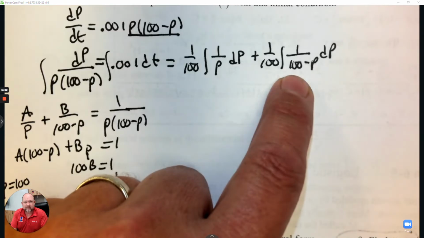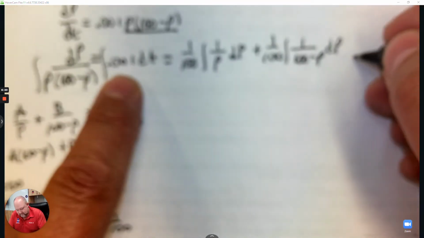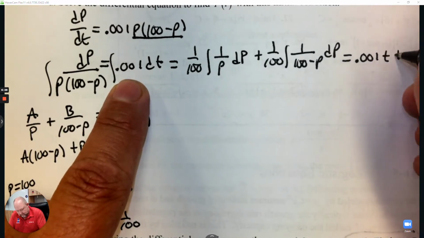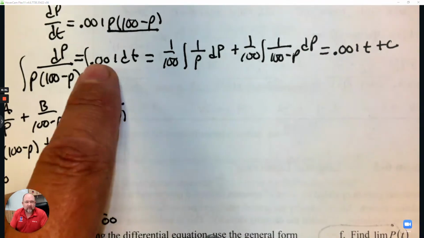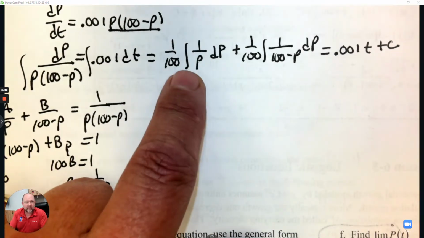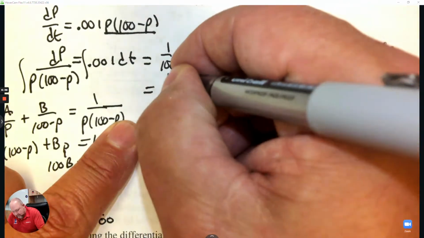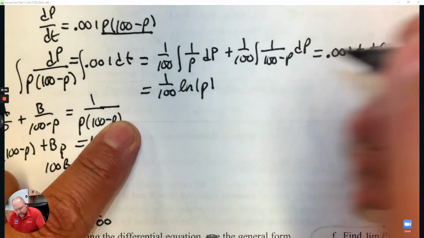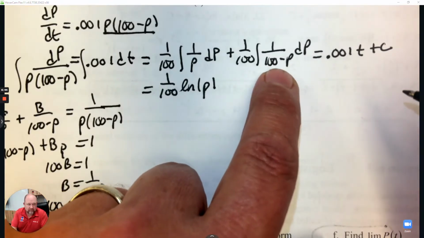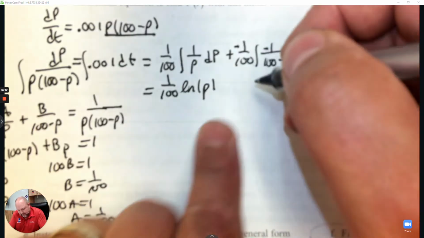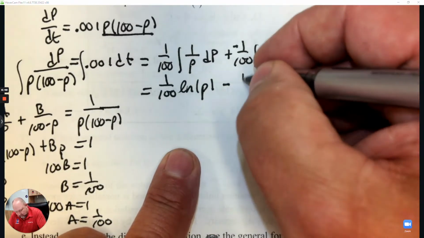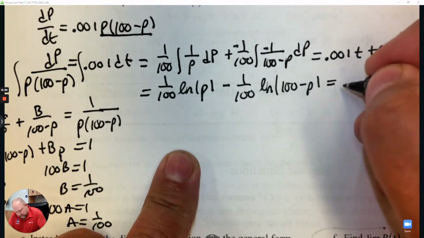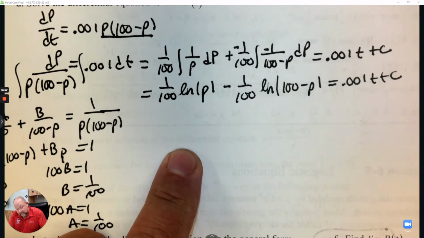And then if I integrate the right side, I get 0.001 T plus C. So I just have a variable connected to it. These are going to be logarithms. So this is going to be 1 over 100, the logarithm. Just use the denominator. For this one, the derivative of the bottom is -1, so this needs to be negative. So it's going to be negative 1 over 100 ln 100 minus P. And I did step number 2.